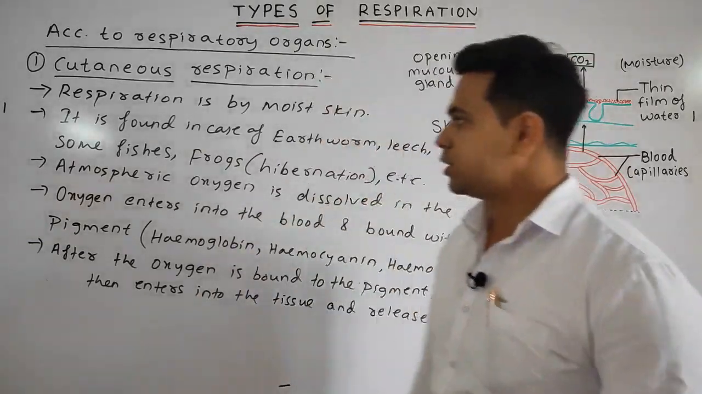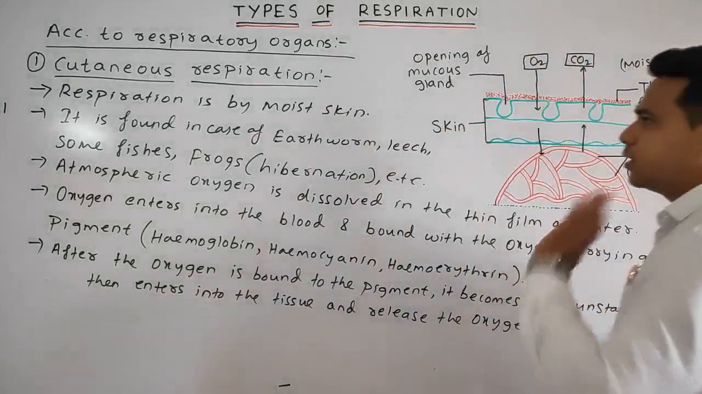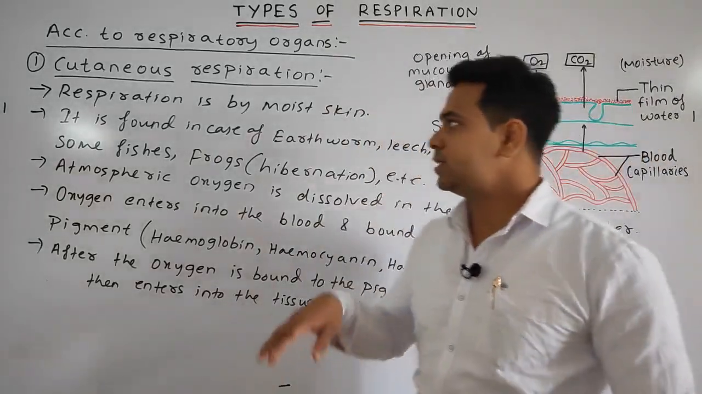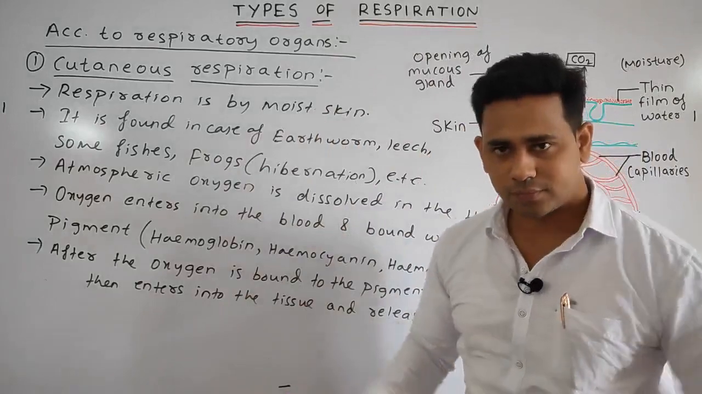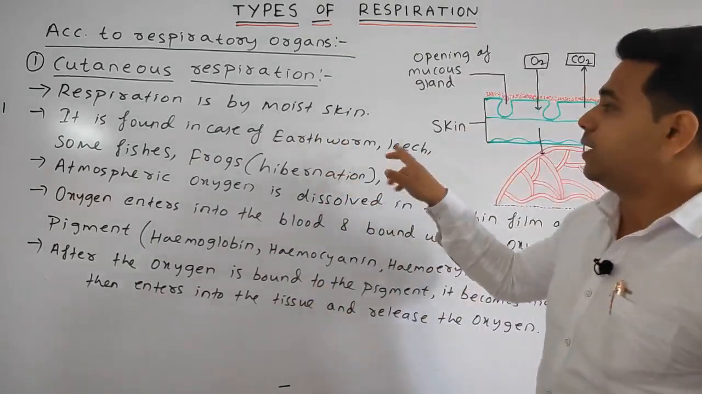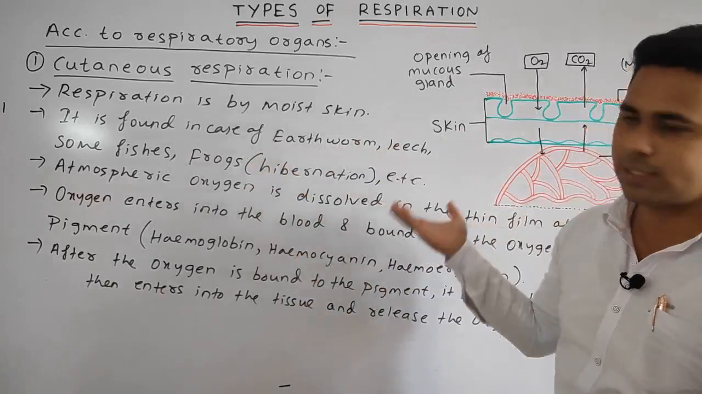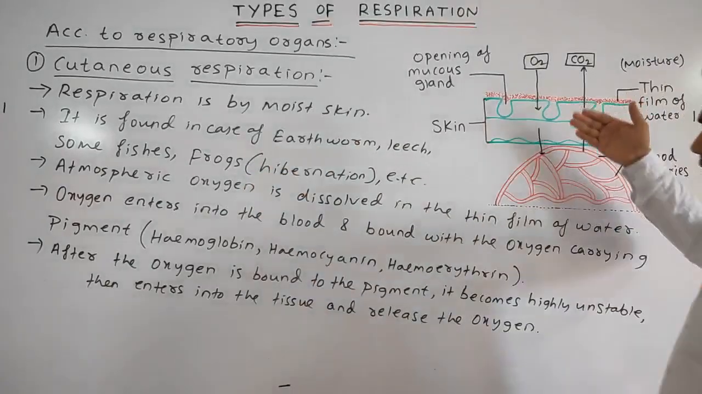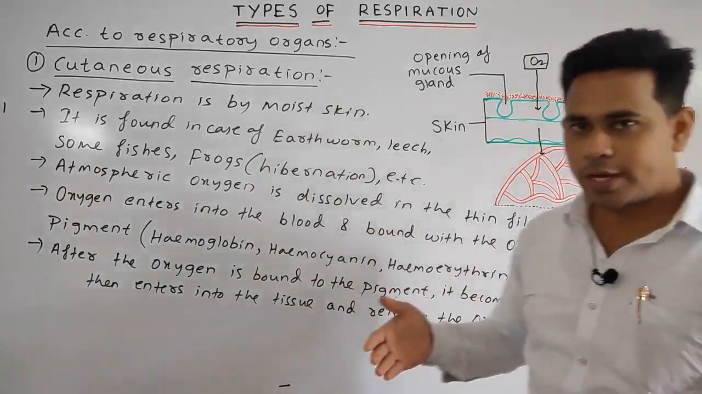So this much we discussed in the case of cutaneous respiration. The respiration is generally by the moist skin. It is generally found in the case of the earthworm, leech, some fishes, frog, etc. and also the various processes as I have told you. Please note down.